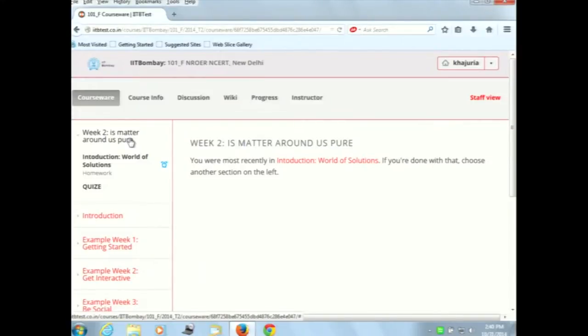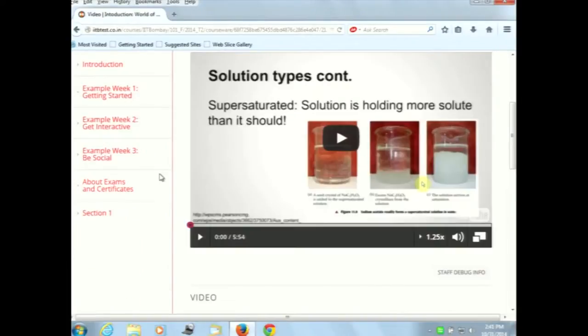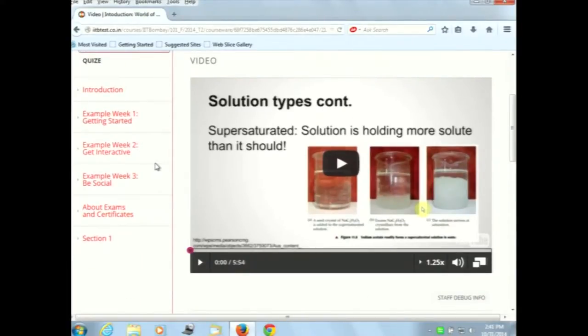Is matter pure, round or soft? Then we introduced ourselves. We have put two videos regarding the chapter. First regarding the true solution: what a solution is and what the components of a solution are. The other is the types of solution on the basis of the size of the particle.